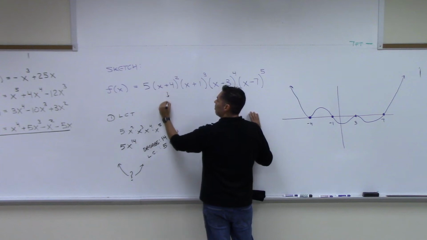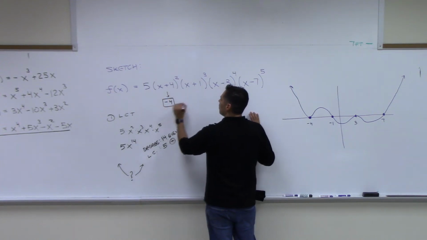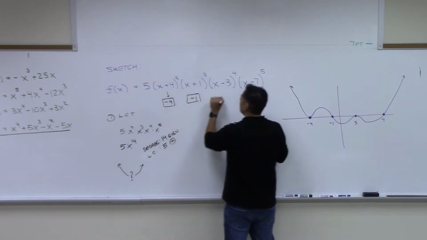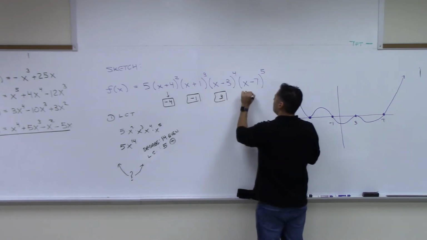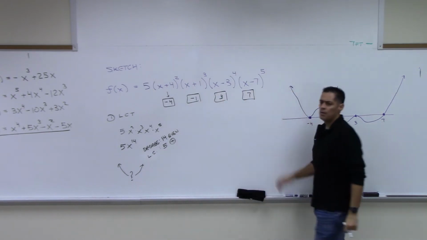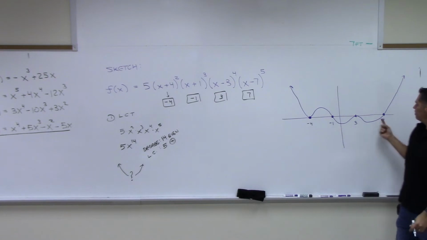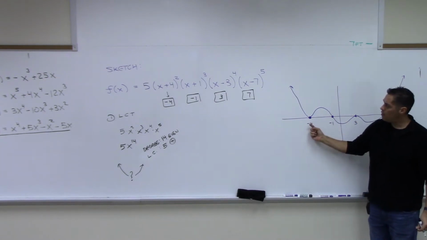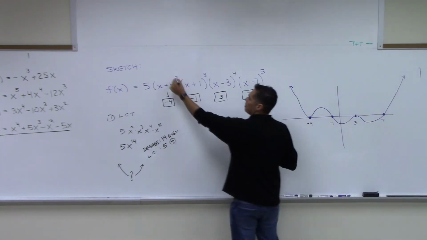Figure out what makes them 0. So -4 here, -1 here, 3 here, 7 here, right? Those are the x-intercepts: 7, 3, -1, -4. And then I look at the powers.